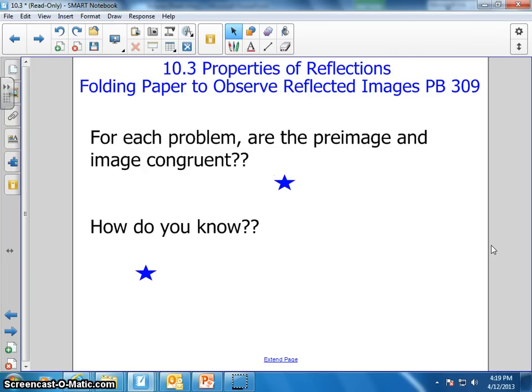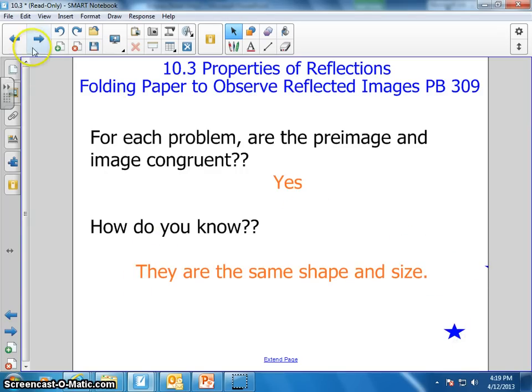And what did we discover? For each and every problem, are pre-images and images congruent with each other? Think back, what does congruent mean? Same size and same shape. So yes, the pre-image or the original image should always be the same size and shape as its image that is reflected. And how do you know this? Same size and shape.